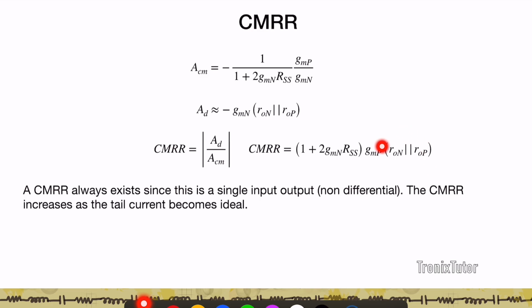And the other thing you see here is this RON parallel ROP. This is also related to the differential mode gain. So you see that the higher the differential mode gain, you're also going to get a higher CMRR. So that helps. And so it's important to remember that the way to optimize the OTA, therefore, is to ensure that your RSS is as high as possible, which means that your tail current source needs to be designed properly.